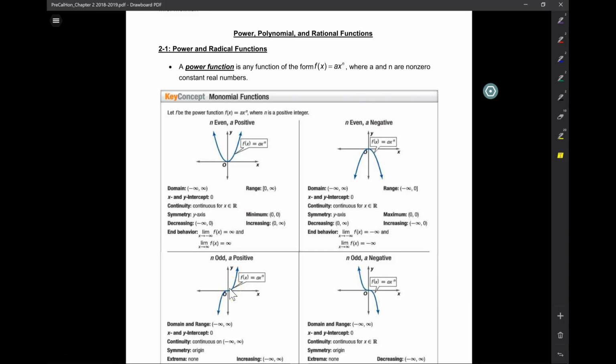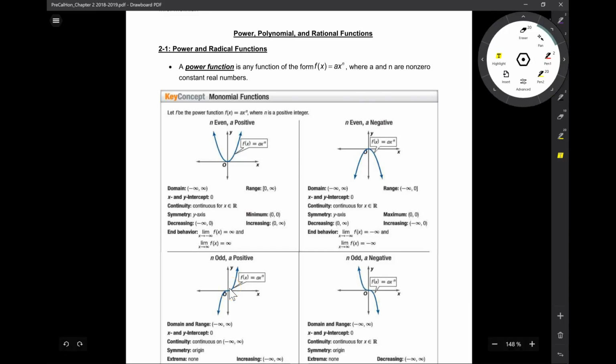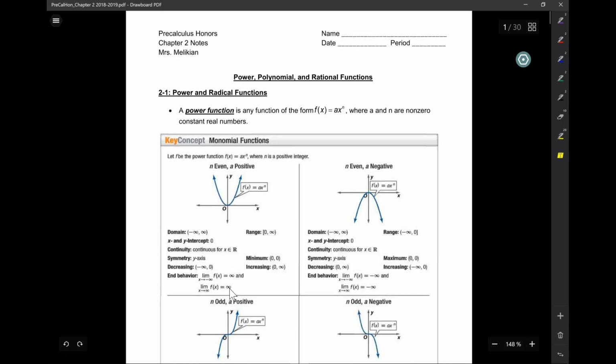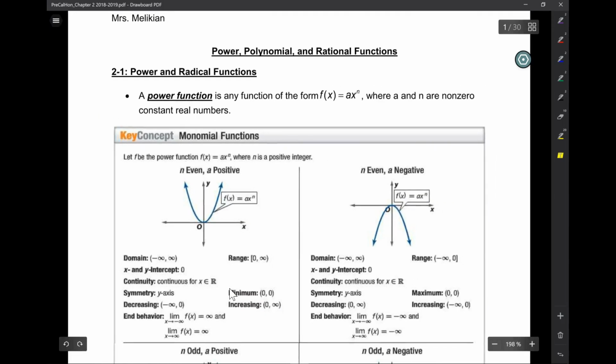All right, so we're going to start with chapter 2.1. And this chapter is all about functions, how to work with functions, how to graph them, solve them, and all of that good stuff. We're going to start first with what we call a power function, okay? A power function looks like this. f of x is ax to the n.